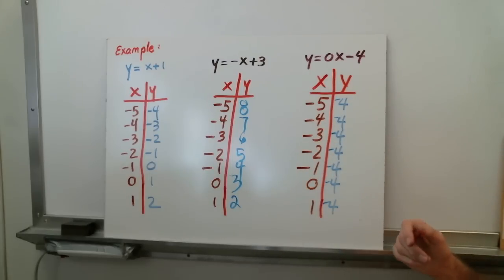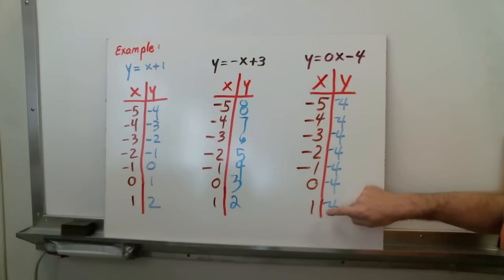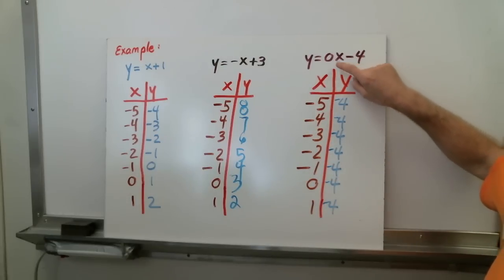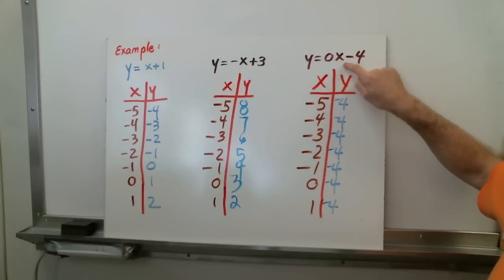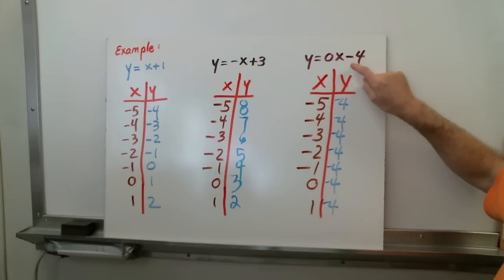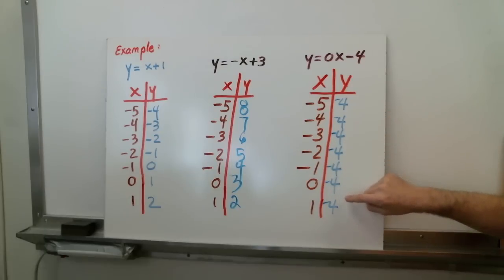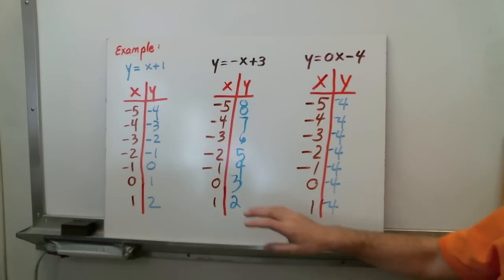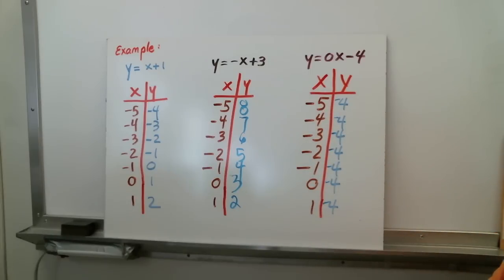Moving on to our third set of data, we are going to substitute the same value of x in here, but this time we're going to multiply it by 0. And 0 times any number we put in for x is going to be 0. And 0 minus 4 would render all of our y values as equal to -4. So we have all the data that we need to graph this properly.